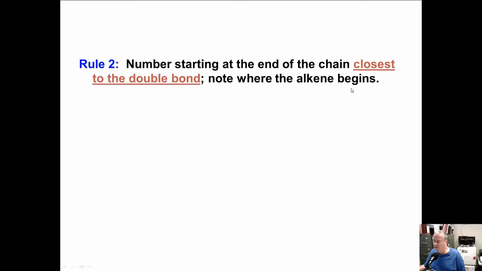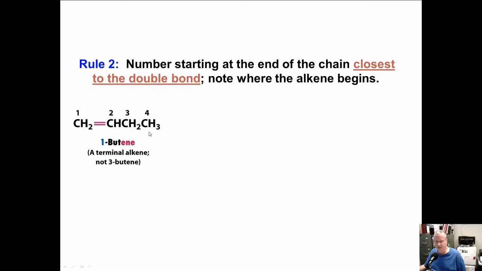All right, so in this case, we number from left to right because the alkene begins on carbon number one. So this molecule would be called 1-butene. 1-butene is a terminal alkene. It's not 3-butene, which would be the alternate numbering, right?